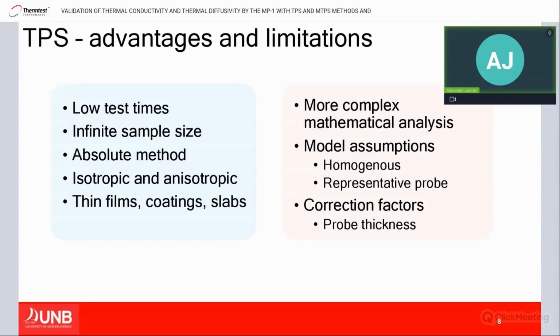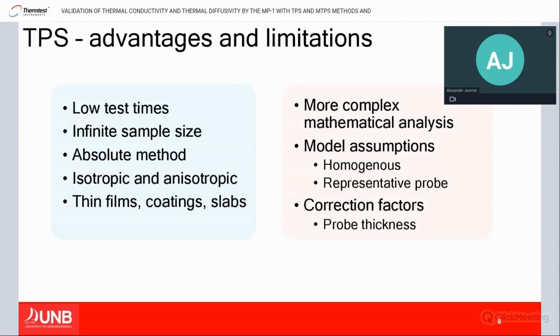Some of the limitations are things just to keep in mind when you're doing a transient plane source measurement: there is a more complex mathematical analysis tied to this type of measurement, but that all happens in the software, so you don't actually have to know how to do that, which is nice. But there are some model assumptions that you should keep in mind, namely that your sample is homogeneous. And if it's not homogeneous, you have at least a representative probe depth so that you go through all of your different types of materials. So if you have a nanocomposite, for example, you're going through all of the different particles and different layers.